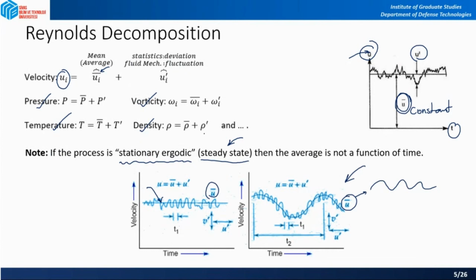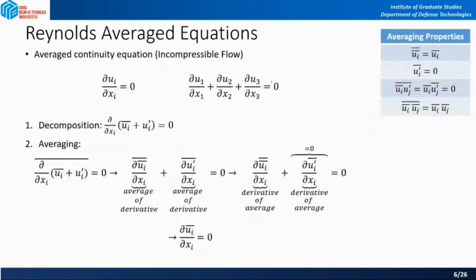This is generally what we know as Reynolds decomposition of flow variables. So this is decomposition. Where do we use this decomposition? The averaging process, first of all, has some properties, so you have to keep in mind these properties of the averaging process. First of all, the average of the average is the average.